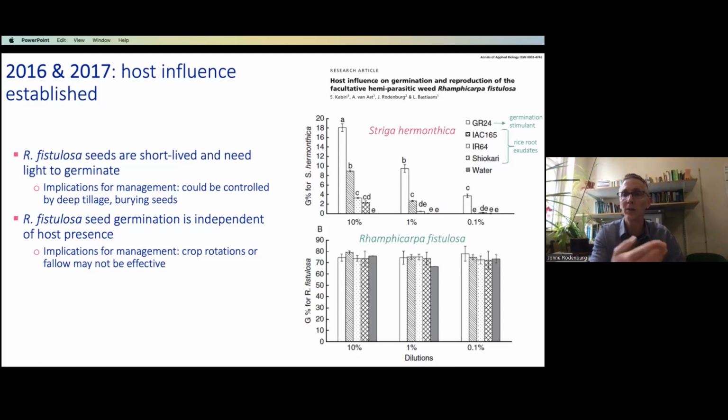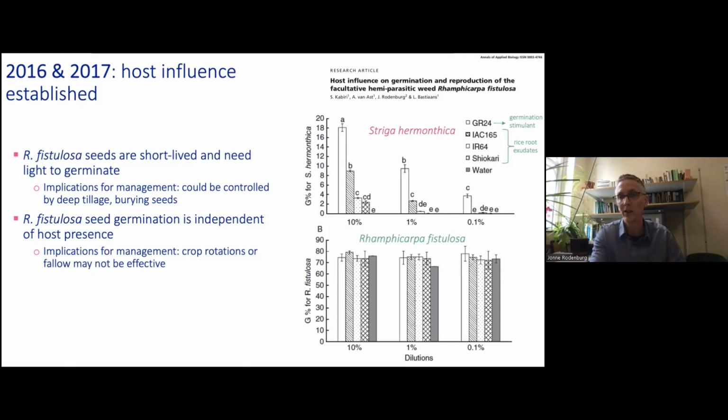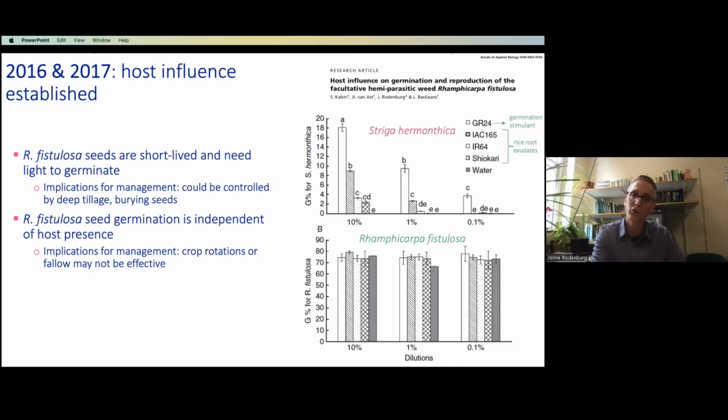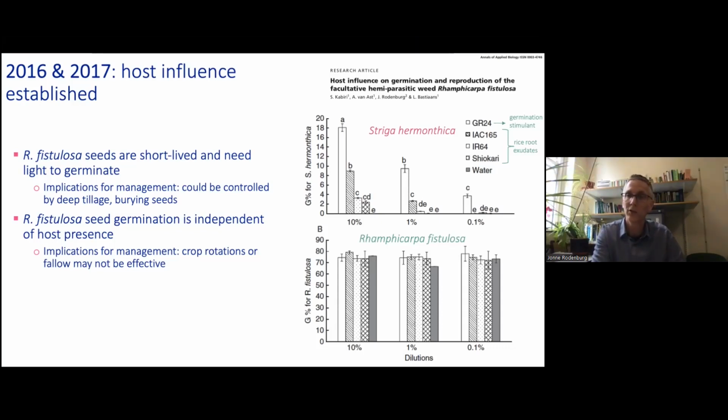But if you only apply water, you can see with Striga hermonthica, you don't even see any germination with water. Now, if we go to the Rhamphicarpa seeds on the lower part of the second figure, you see for all these types of treatments, the Rhamphicarpa fistulosa germination is very similar. So there are no effects of germination stimulants. There are no effects of the presence of a host plant. And this, again, has implications for management.